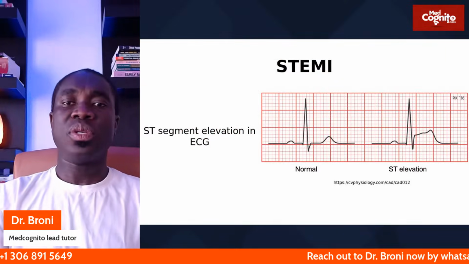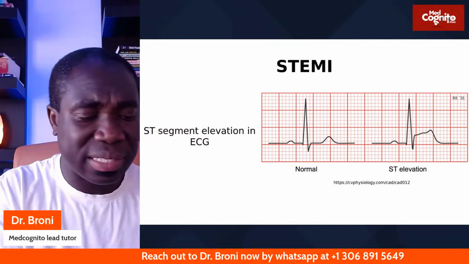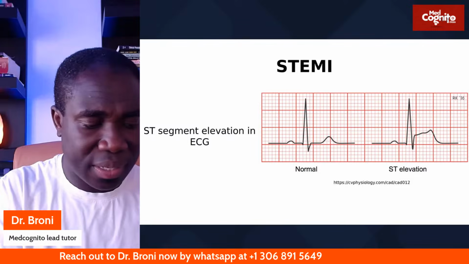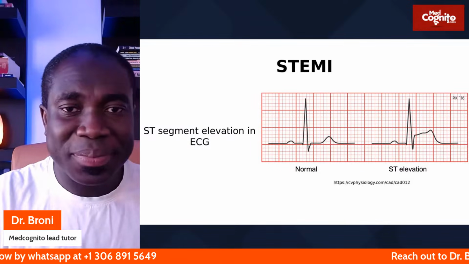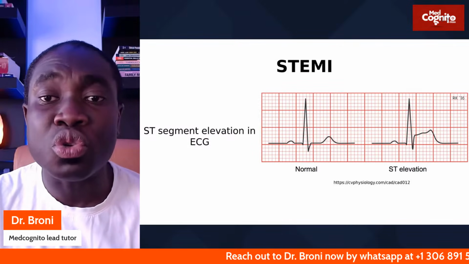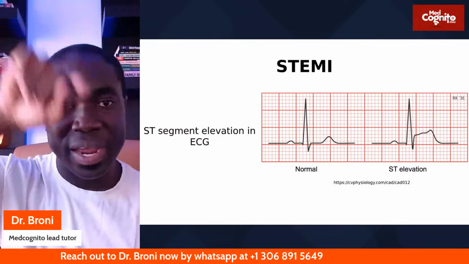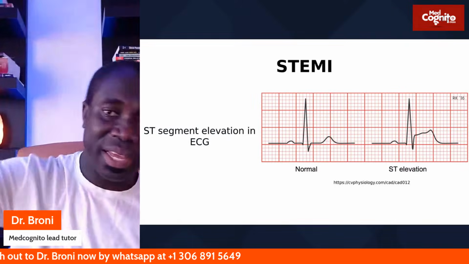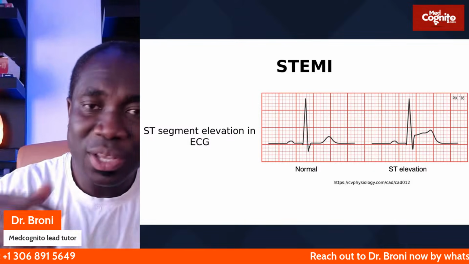Okay, so let's take our time and look at some ECGs. Number one, this is how a STEMI looks. That is what people call tombstoning. It looks like a tombstone, right? The round, oval shape that we put on tombstones.